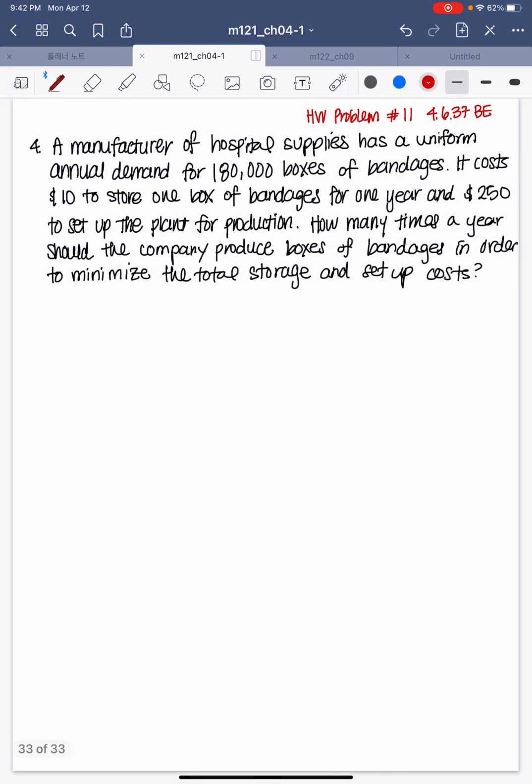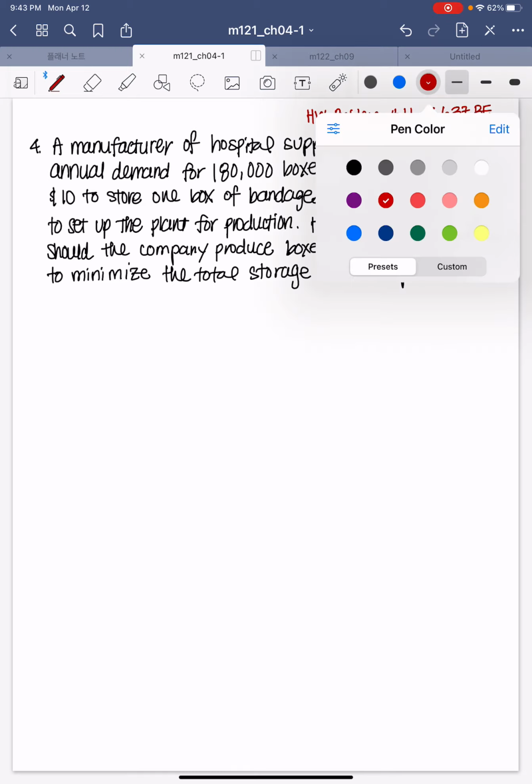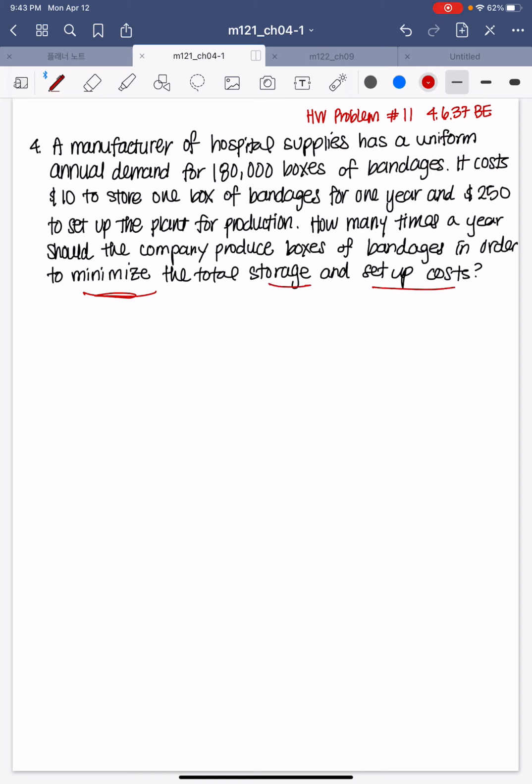Let's move on to our last problem. Our last problem is actually a homework problem. It's number 11. So let's take a look. A manufacturer of hospital supplies has a uniform annual demand for 180,000 boxes of bandages. It costs $10 to store one box of bandages for 1 year and $250 to set up the plant for production. How many times a year should the company produce boxes of bandages in order to minimize the total storage and setup cost?